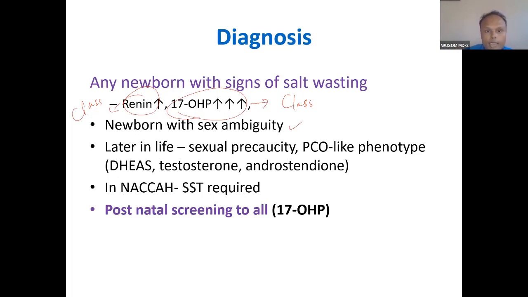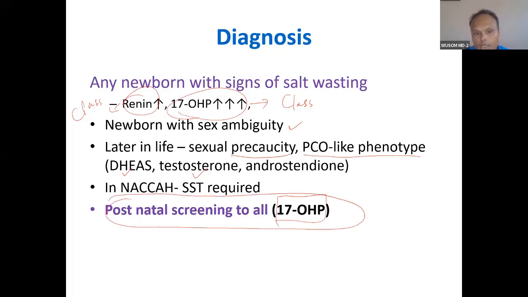Okay, later life, sexual precocity, and then PCO, polycystic ovary type phenotype, you will see because of high DHEA and testosterone. So this is very important. Postnatal screening we do for this molecule, 17-OHP. Postnatal screening is done. We measure this molecule, and based on that we actually screen for congenital hyperplasia. You understood? This is very important. This molecule, I have been focusing on OHP.